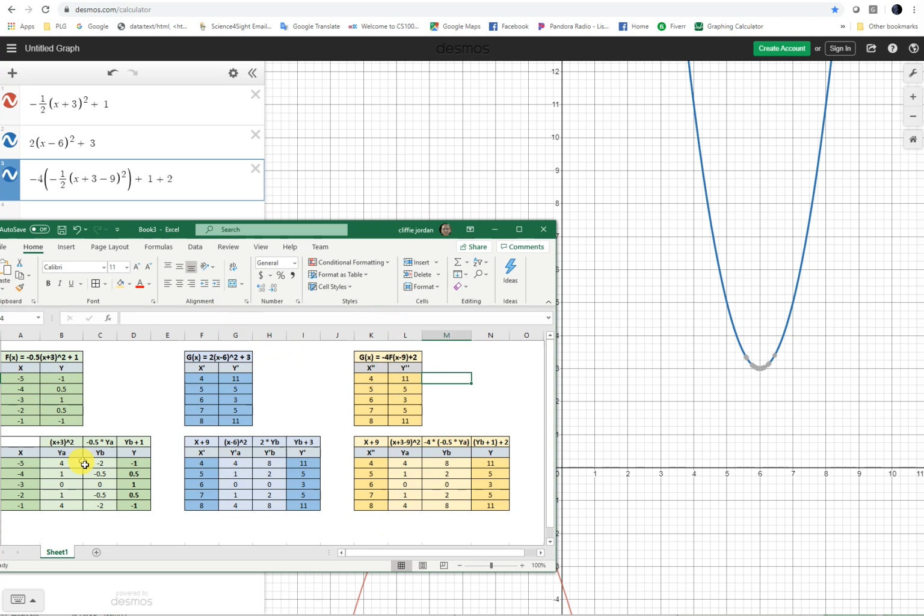Now, here's what I did. So, here's the original f of x. I got my original same 5 numbers I had up here for x, -5 all the way to -1.